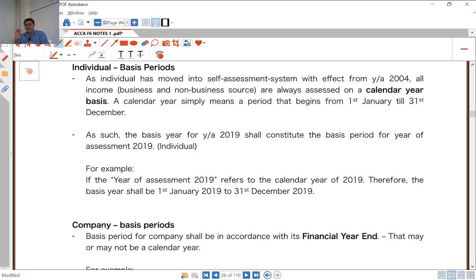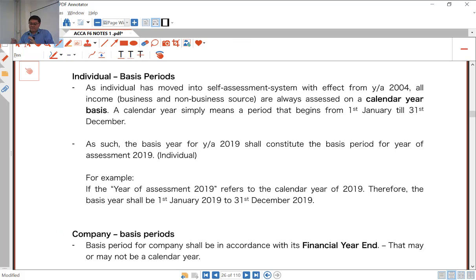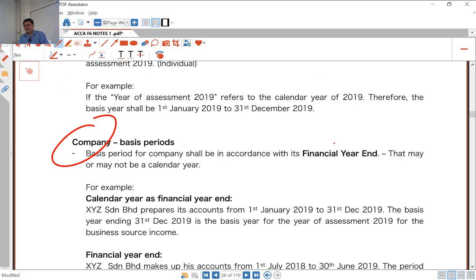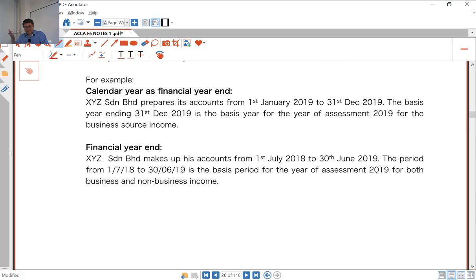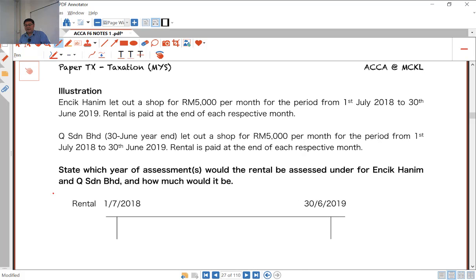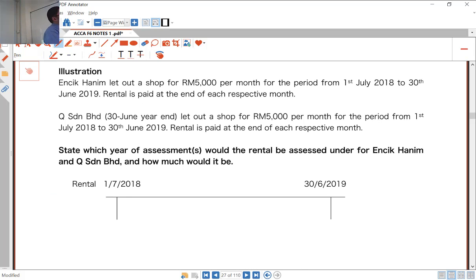But we know the general principle about basis is an individual uses the calendar year. Our basis is always January to December. And a company, they can use what? Financial year, all right? Which means look at their accounting period. Now, we know that, so I don't have to really go through that again. But this example can give us a simple idea about how basis affects our tax liability. Okay, now the example I put here.